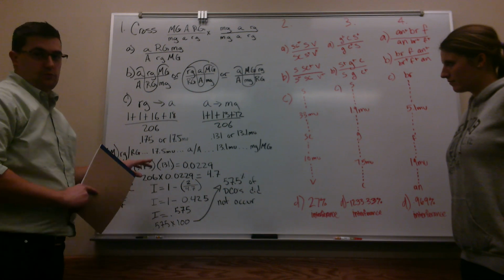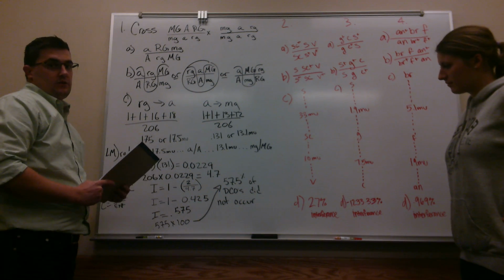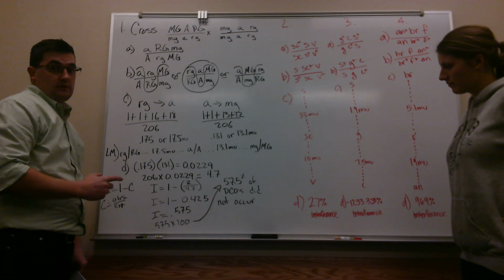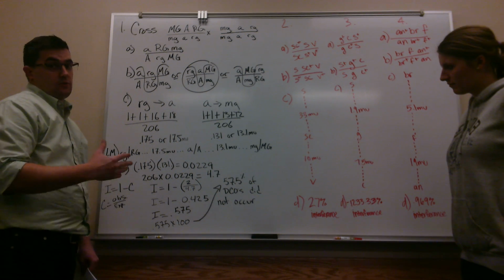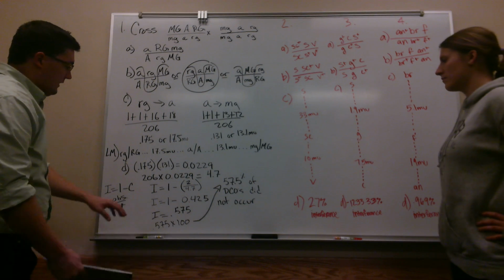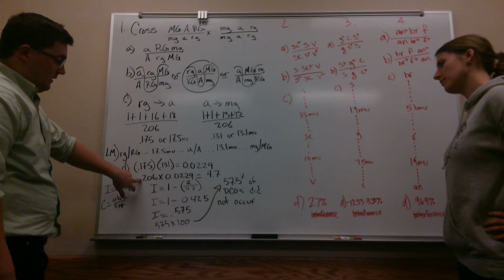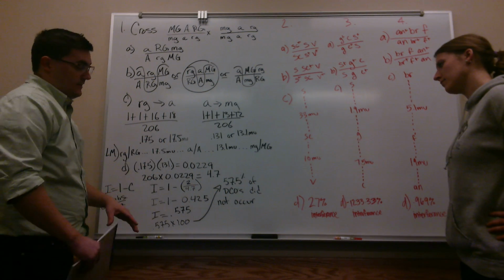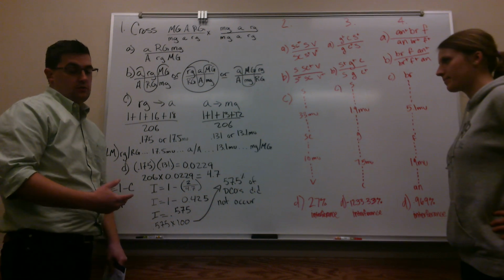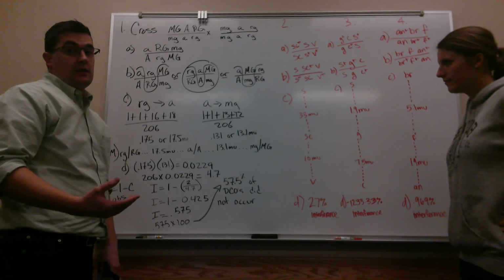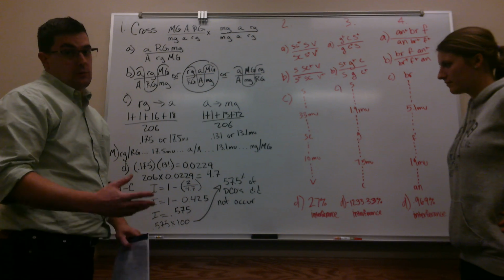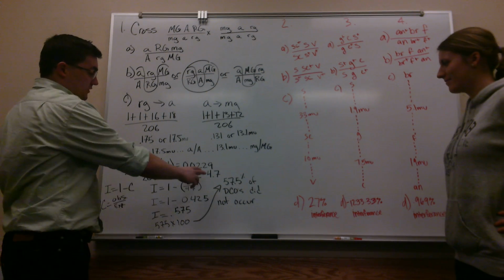happening. So this is a product rule thing, because the chances that they're both happening, it's not an or, it's not this or that, they both happen. And so you take your total progeny times that frequency, and that will give you what your estimated double crossover number of progeny should be, which in this case is 4.7.